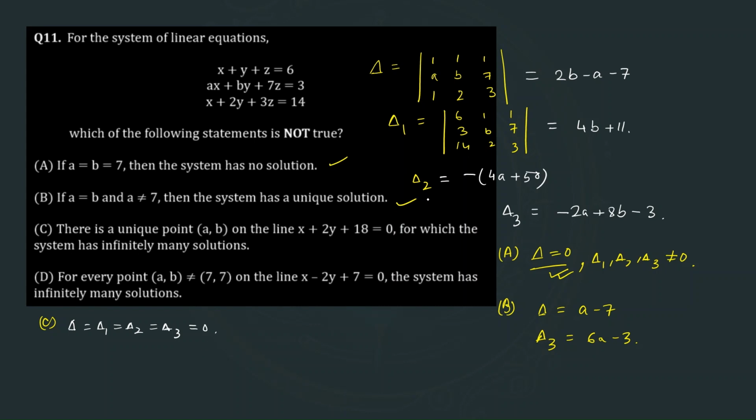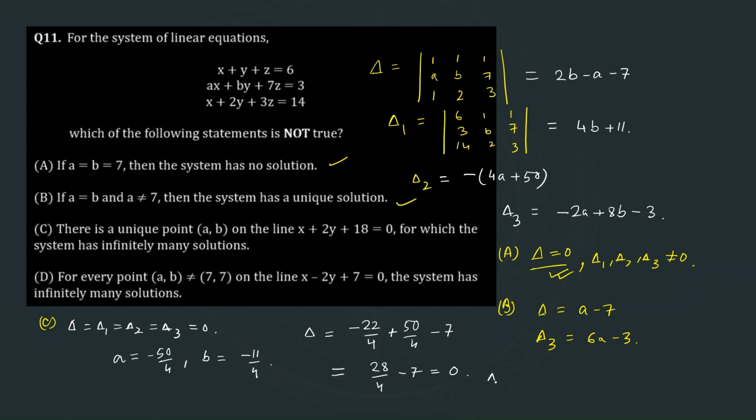Now delta 1 and delta 2, if we put them equal to 0, we get a equal to minus 50 divided by 4 and b equal to minus 11 divided by 4. So if we put the values of a and b in the delta and delta 3, we get delta is equal to 2 times b, which is minus 22 divided by 4, minus 50 by 4, minus 7. This would be plus, by the way. So this comes out to be 28 divided by 4 minus 7, which is 0. So delta is 0 for this.